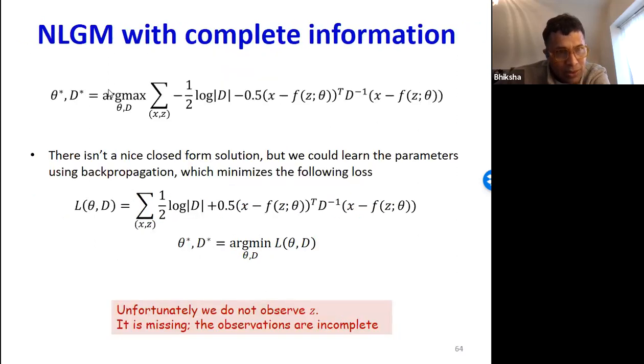And so, if I had complete information, if I had x and I had the z for every training instance, then to estimate the parameters of the model, all I have to do is maximize this quadratic term, which is summed over all of my training instances, with respect to D and with respect to f, the parameters of f.